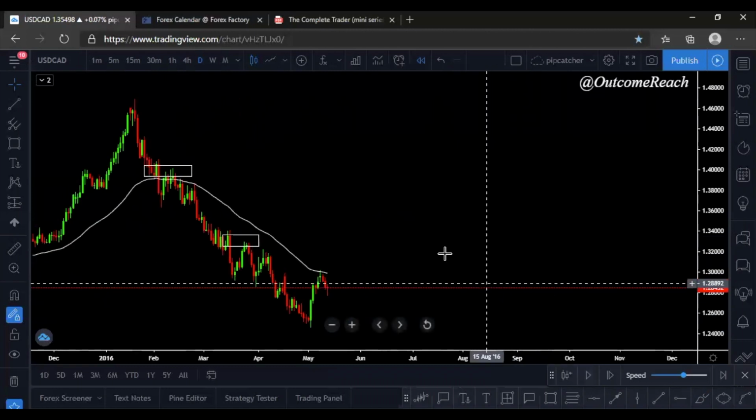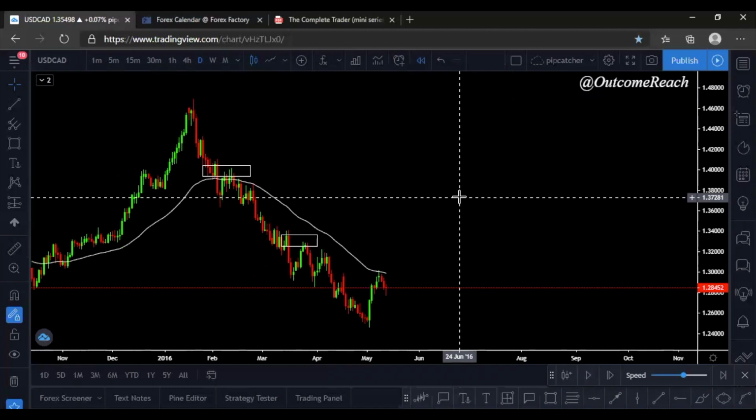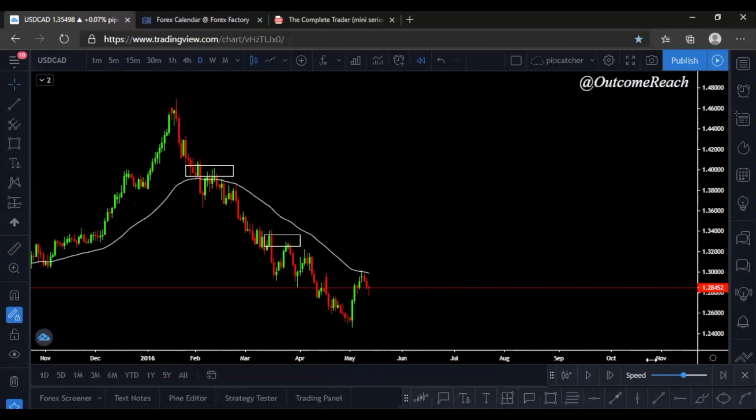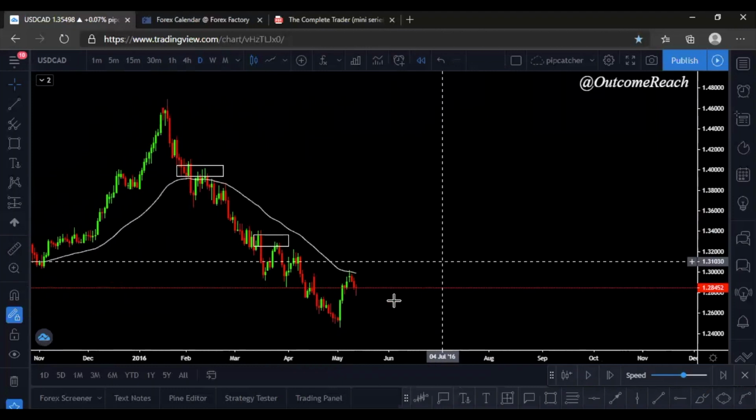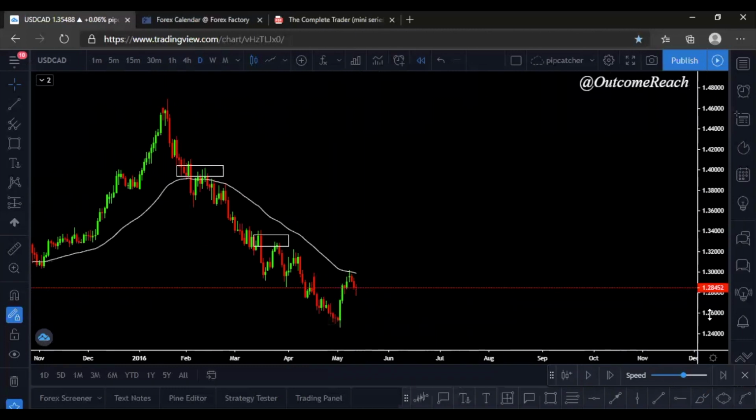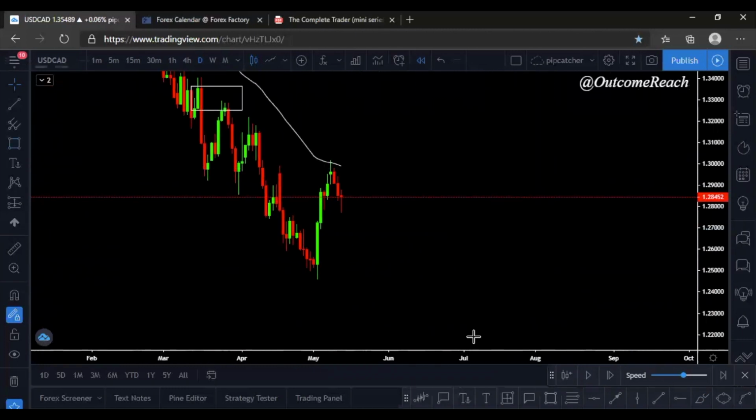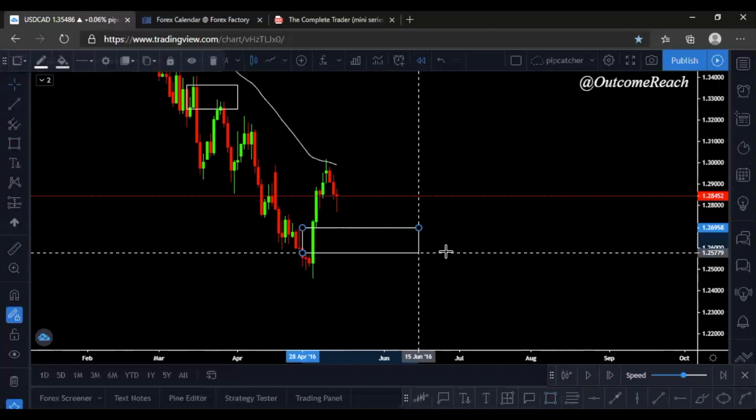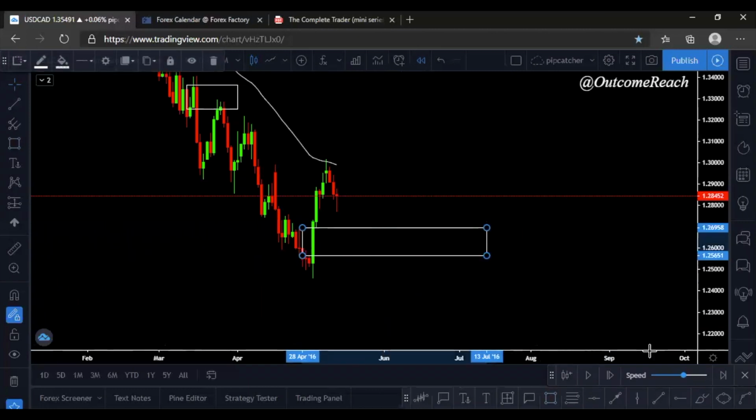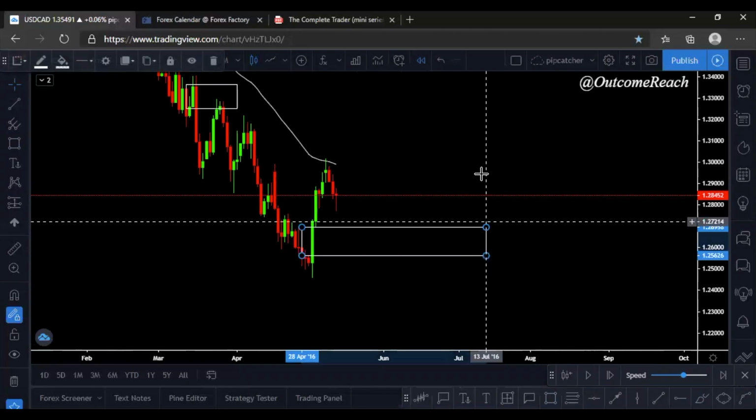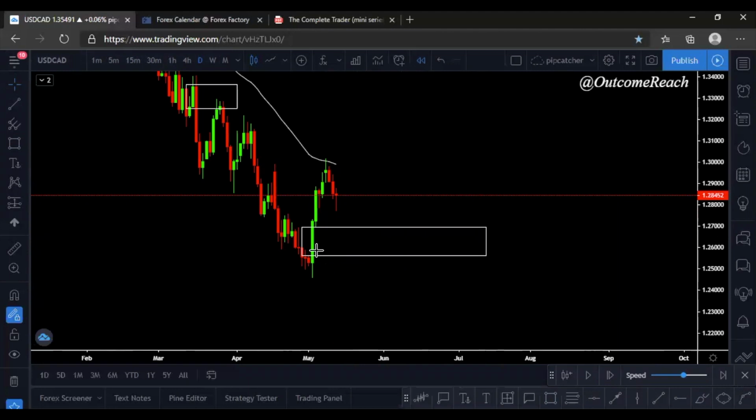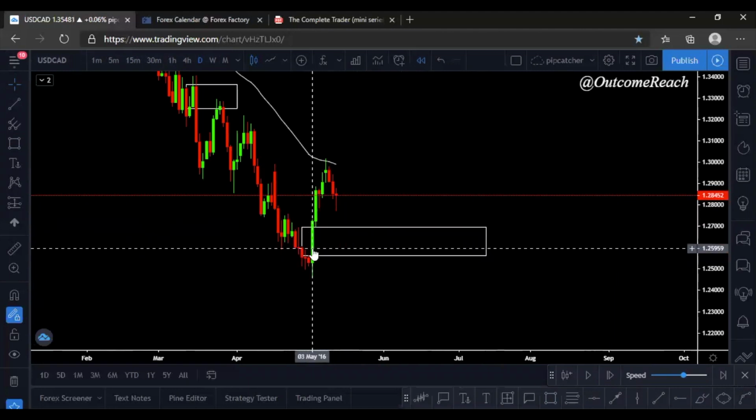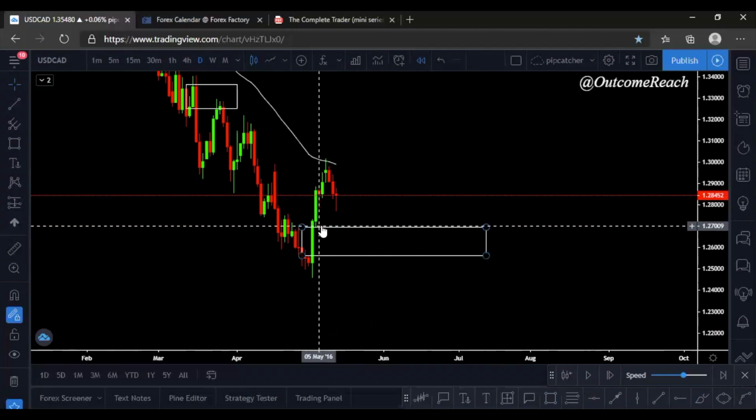Oh, okay. So I kind of like this impulse actually, and there is quite a bit of inefficiency in this area. So let's see what price does down in this area right here. Just because of this momentum right here, we see this heavy push to the upside.